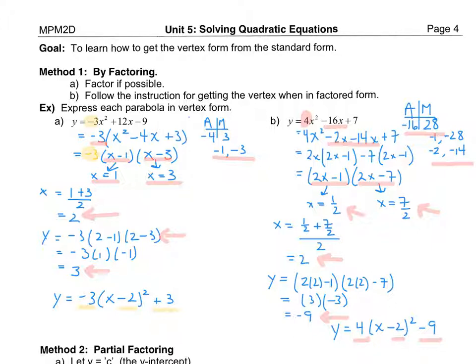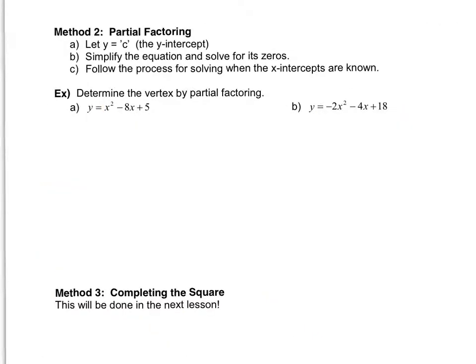So sliding over to the next here, the partial factoring method, it's kind of like factoring, but only partly. It doesn't actually give you your zeros or your x-intercepts.